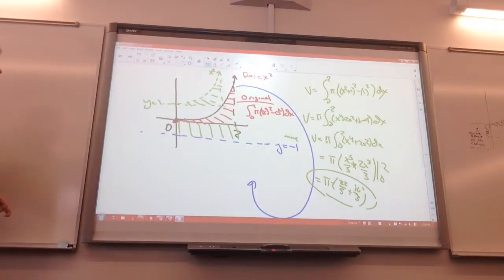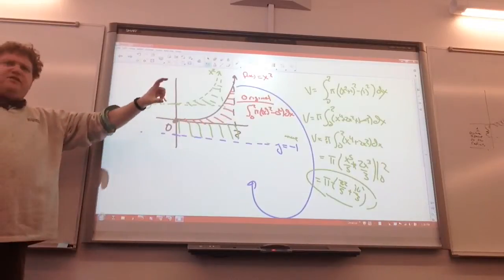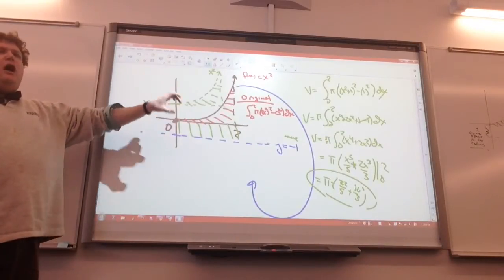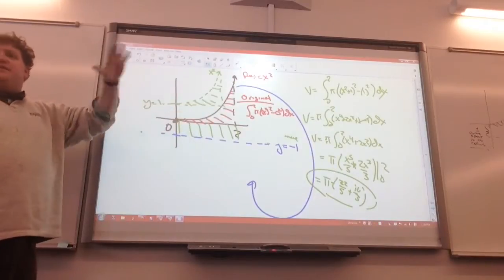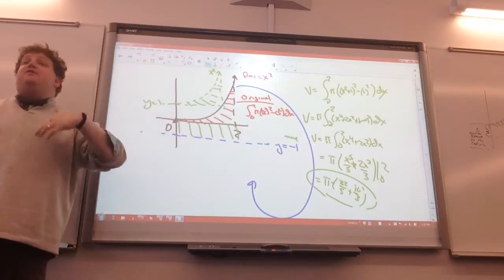Let's look at what happens to the line. In this case, this is how things worked when my line was below the area. My new axis of revolution was below the area. Let's see what happens when it's above.